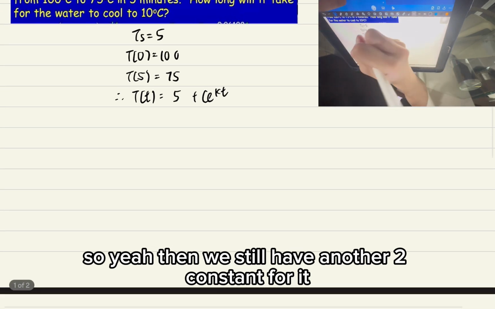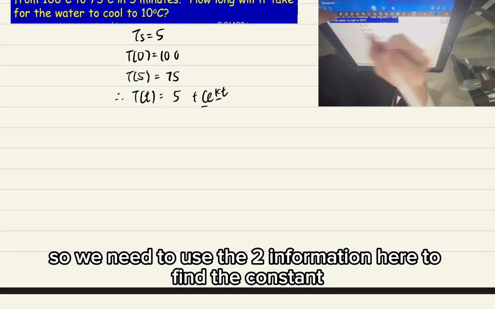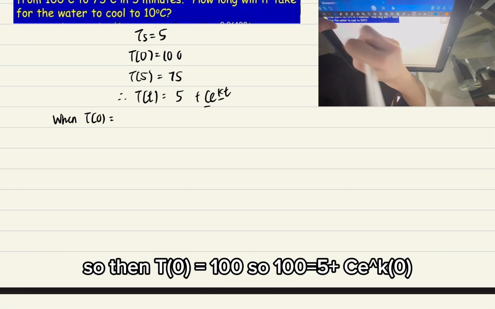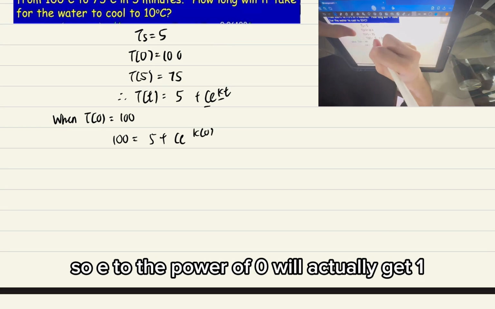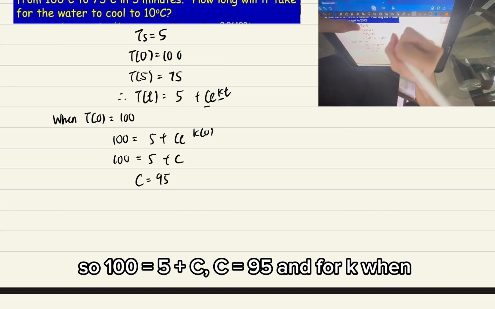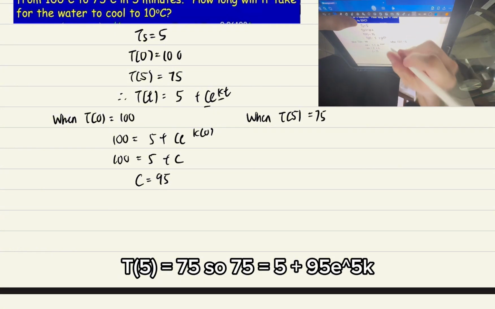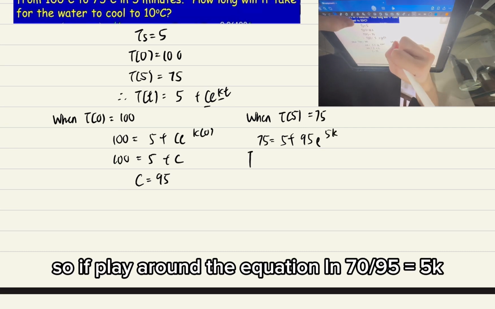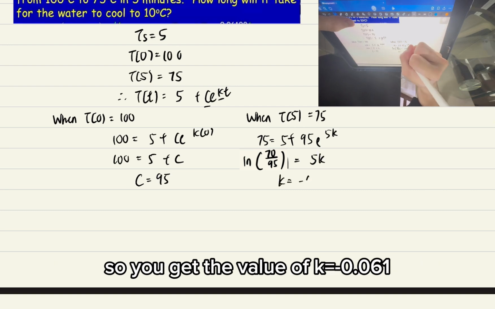Then we still have two constants, so we need to use the two pieces of information to find them. When T of 0 equals 100, then 100 equals 5 plus C e to the power of K times 0. So e to the power of 0 is 1, so 100 equals 5 plus C, giving C equals 95. For K, when T of 5 equals 75, then 75 equals 5 plus 95 e to the power of 5K. If we play around with the equation, 70 over 95 equals e to the power of 5K, so we get the value of K equals negative 0.061.